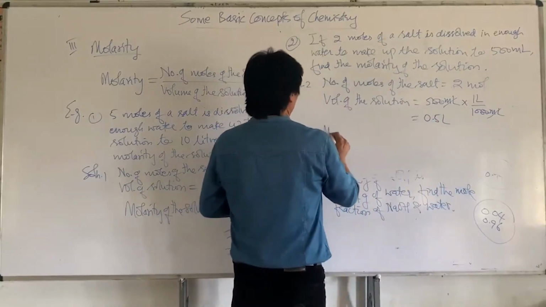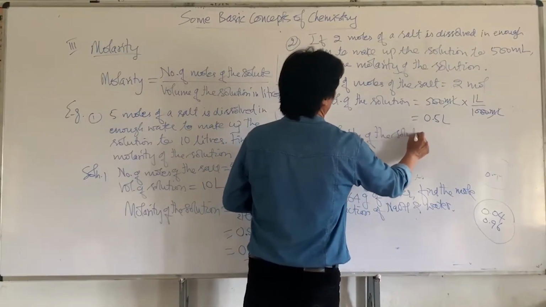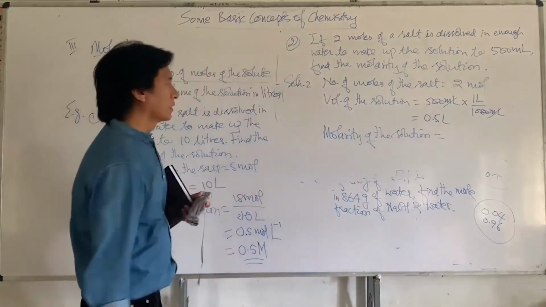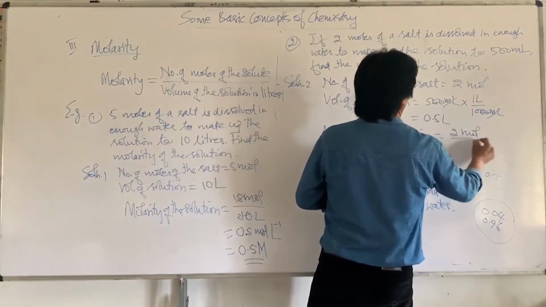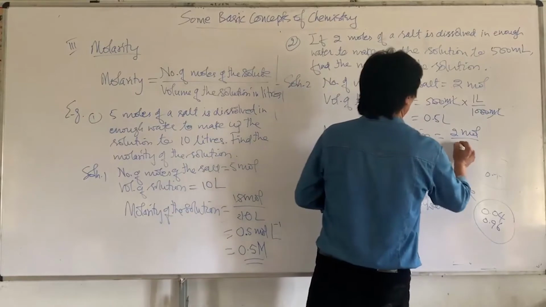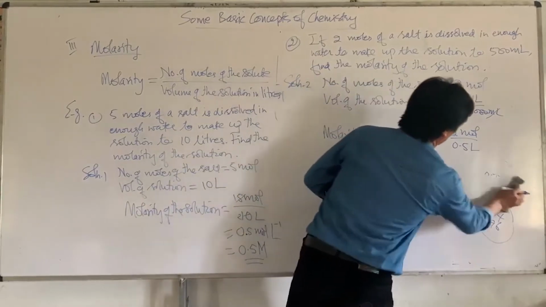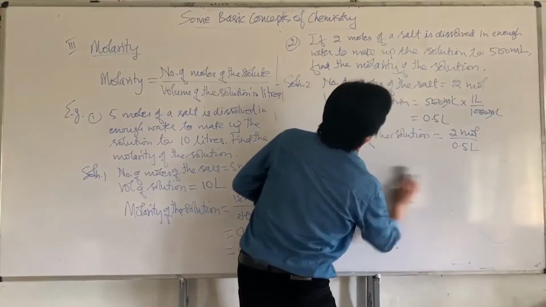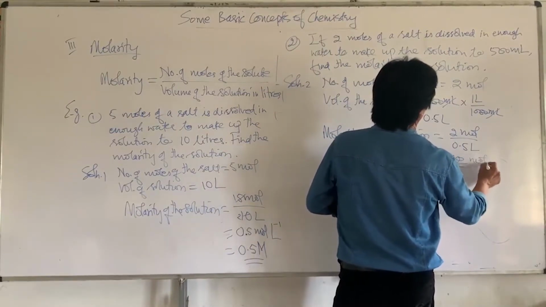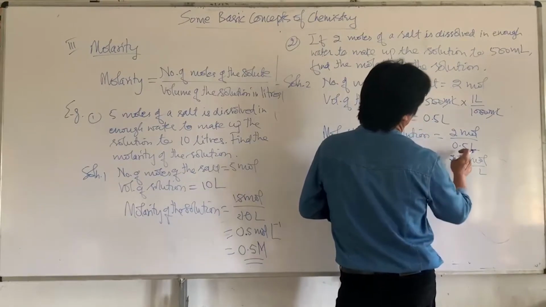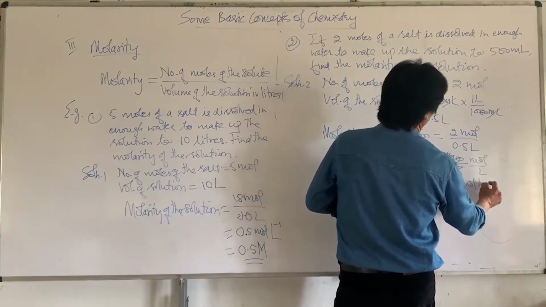So now your molarity of the solution is equal to number of moles of the solute or the salt, that is 2 moles, divided by volume of the solution, that is 0.5 liters. If you simplify this, this is the same as 20 divided by 5. This is moles by liter. Am I right? 5 4 times. It is 4 moles per liter.